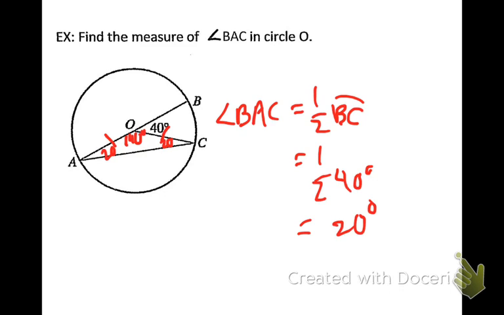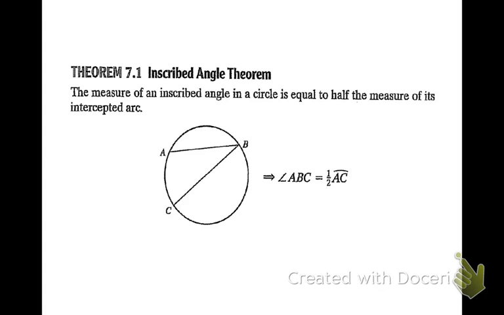So our inscribed angle theorem says that the measure of an inscribed angle in a circle is equal to half the measure of its intercepted arc. So here's arc AC. Angle ABC is going to be half its measure.